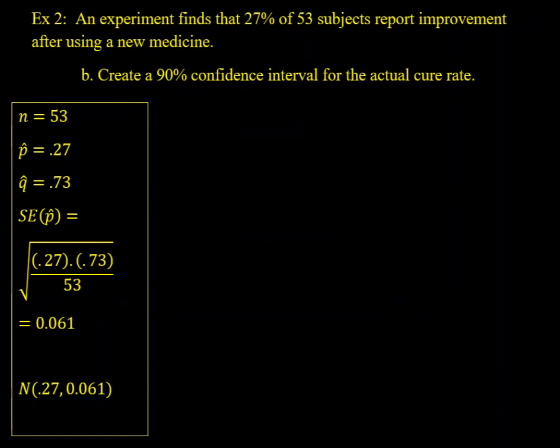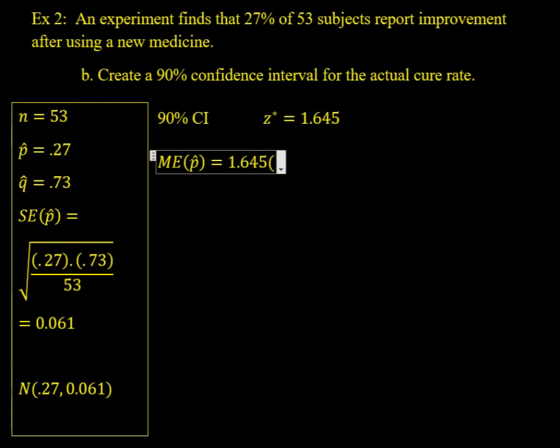Now let's just create a 90% confidence interval for the actual cure rate. We already checked the conditions, so we don't have to go through that again. That didn't change. What we needed to do is find a new margin of error. The 90% confidence interval will have a z star of 1.645. You look that up in the table for 90% and you get right between 1.64 and 1.65.